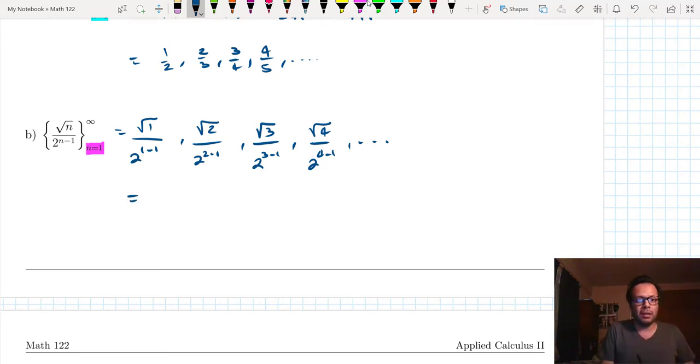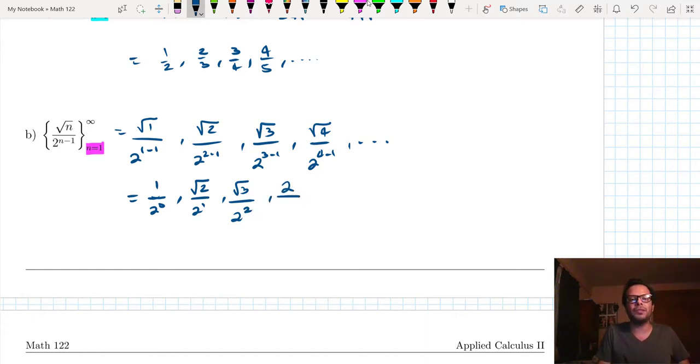So this is 1 divided by 2 to the 1 minus 1, which is 2 to the 0, comma, square root of 2 divided by 2 to the 2 minus 1, which is 1, comma, square root of 3 divided by 2 to the 3 minus 1, which is 2, comma, square root of 4, which in this case is 2, we can simplify this one, divided by 2 to the 4 minus 1, which is 3, comma, dot dot dot. This goes on forever.